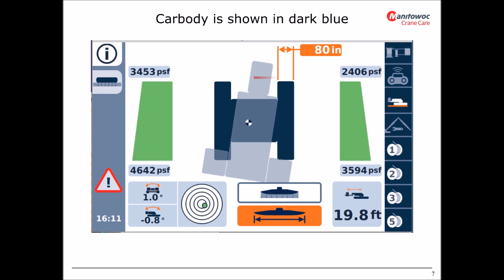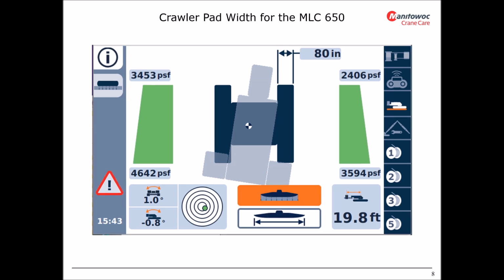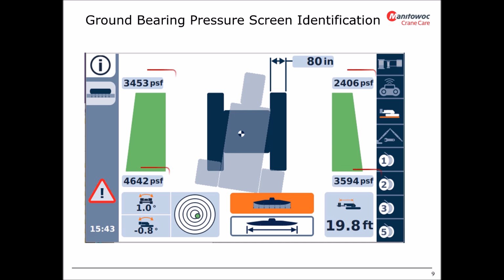The car body is shown here in dark blue shadow. This is shown to keep the operator informed where the pressure points are. The 80 in represents the width of the crawler pad as configured in this example on the MLC650. The ground bearing pressure is shown by these 4 positions on the screen.